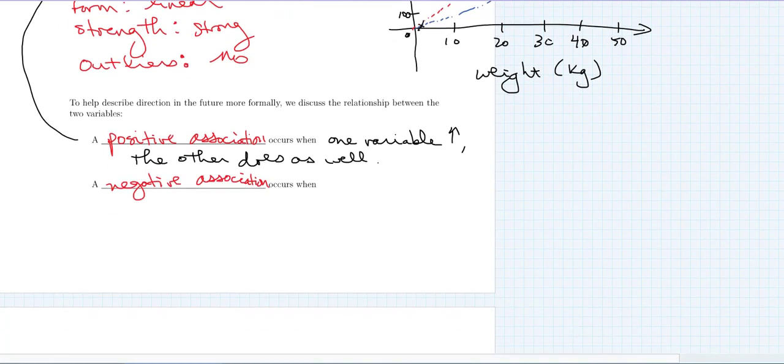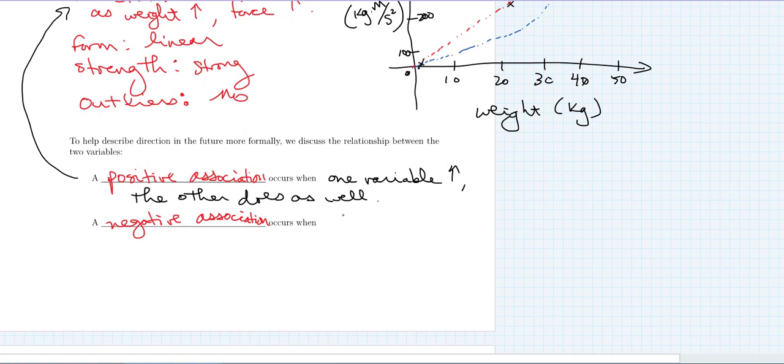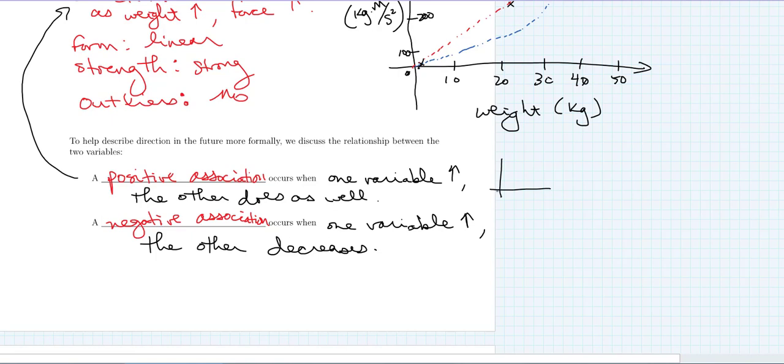Alright, now a negative association is different. Okay, so when one variable increases, the other decreases. So if we're thinking about linear forms, then notice that in the previous example, we had a positive slope. Okay, so you can think of this as a positive slope. And then a negative association, you can think of that as a negative slope. Okay, so this is just to refer to things you might already be familiar with from your algebra studies.